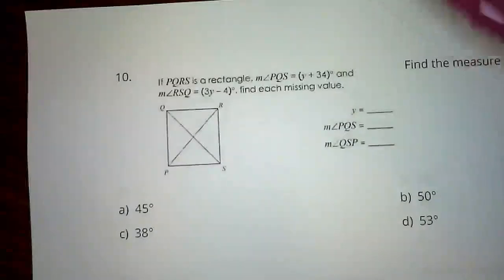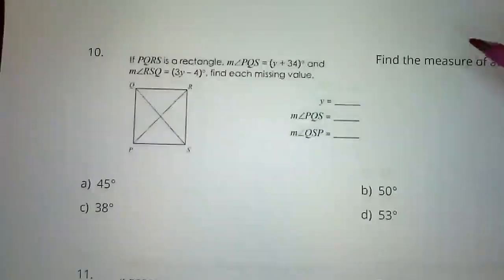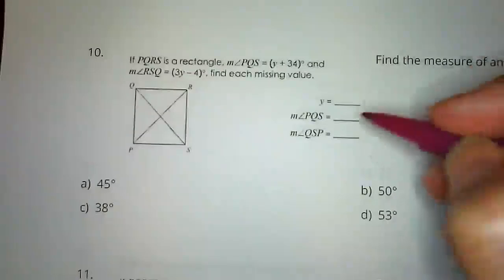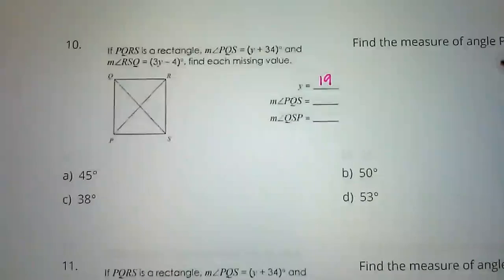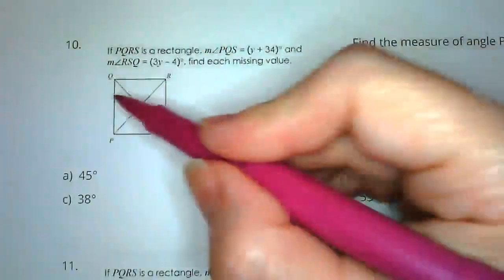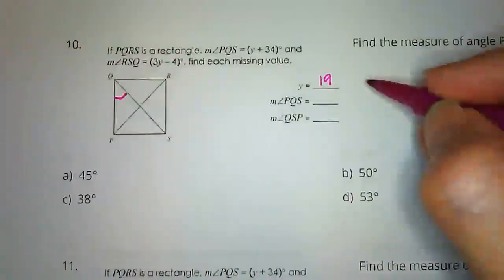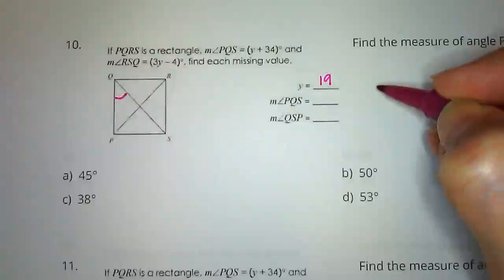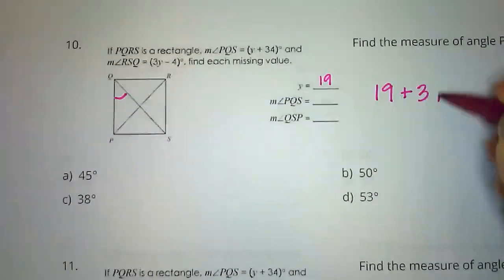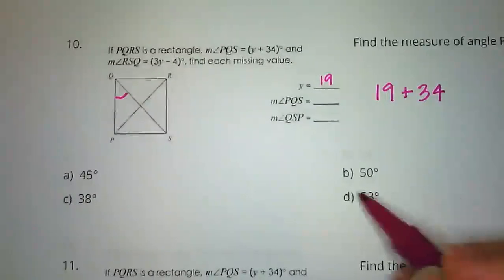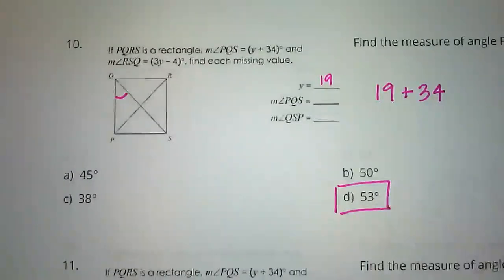Since those two were connected, we already know that y is 19. Now we have to figure out the measure of angle PQS, which was y plus 24. Oh wait, I think I said 24. It should be 34. Plus 34, so that should be 53 degrees.